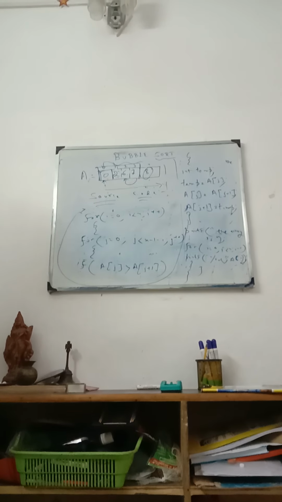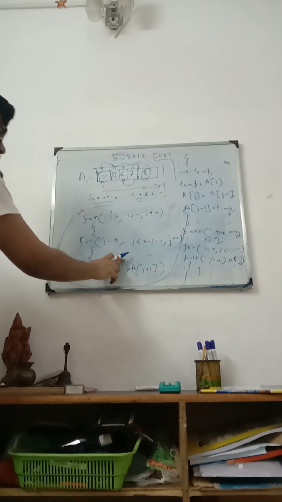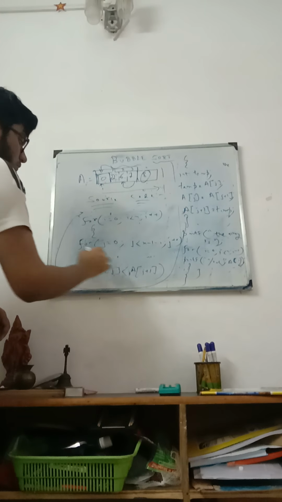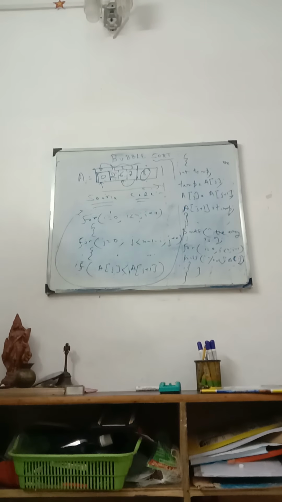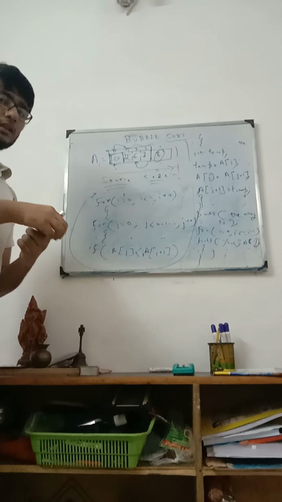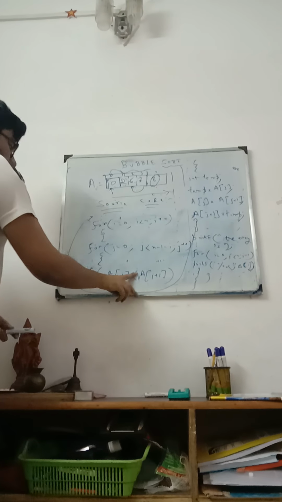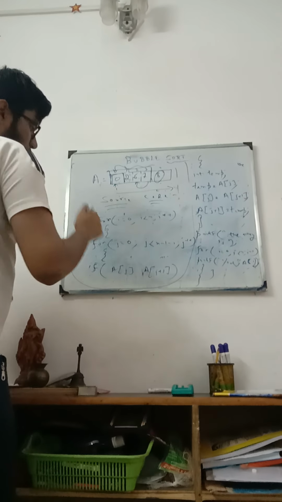If you want to do it in descending order, then you just have to change the arrow, and it will be less than. And if you want ascending order, it will be greater than. That's the main concept. As we did the ascending part over here, it will be greater than.